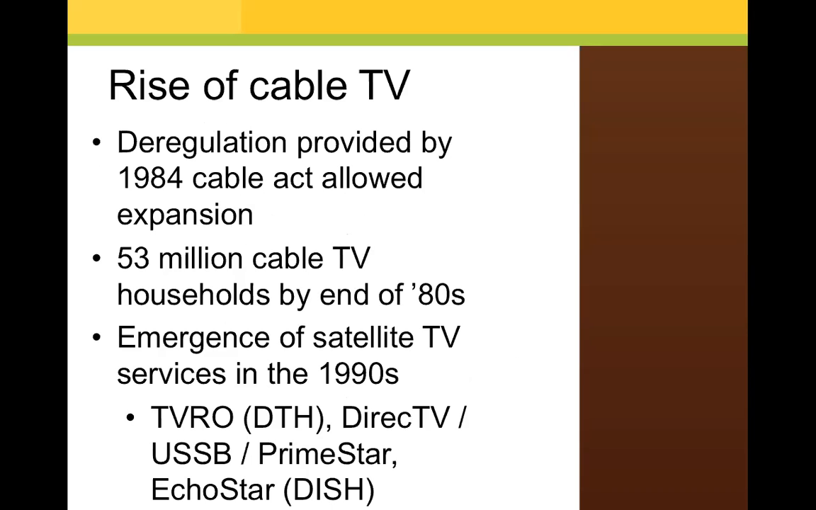Deregulation provided by the 1984 Cable Act also allowed expansion. There were 53 million cable TV households by the end of the 1980s. And again, within all this, there was the emergence of satellite TV services. And then that merged over into the 1990s. And by that time, we had big satellite dishes in people's yards, what our book calls direct to home.